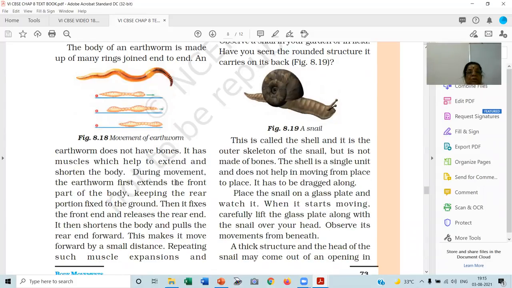An earthworm does not have bones, so it has muscles which help to extend and shorten the body. It has circular and longitudinal muscles. I hope you remember. During movement, the earthworm first extends the front part of the body, keeping the rear portion fixed to the ground. Then it fixes the front end and releases the rear end.